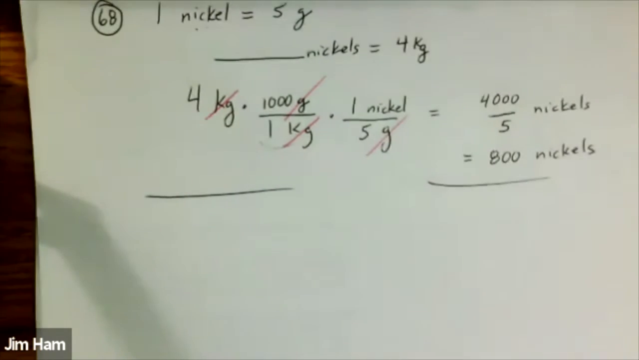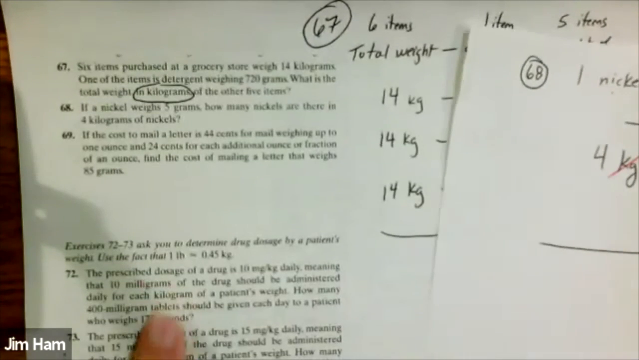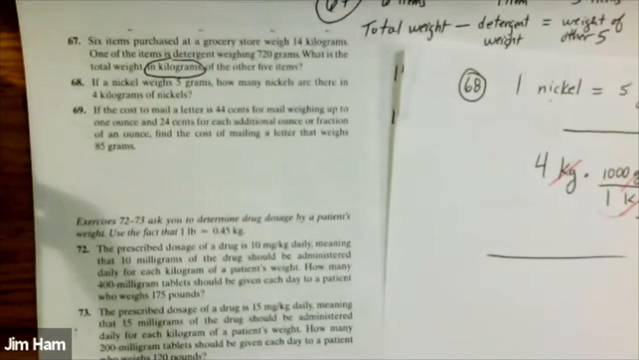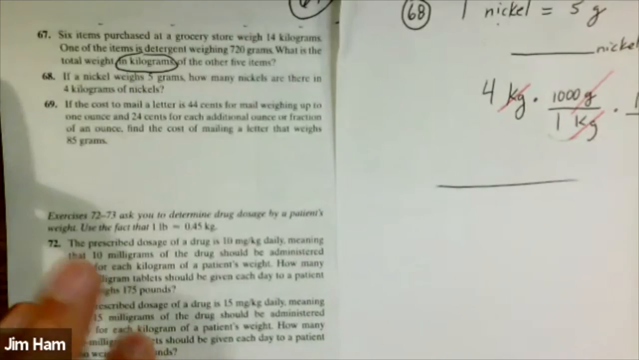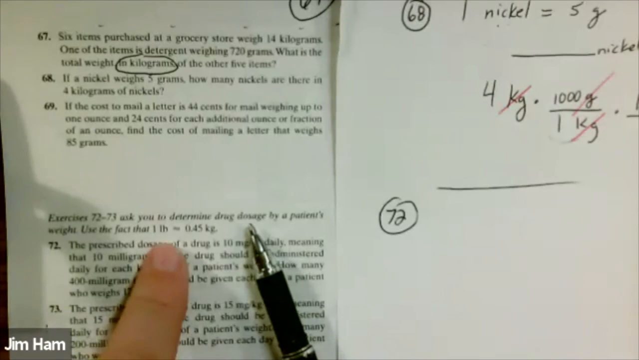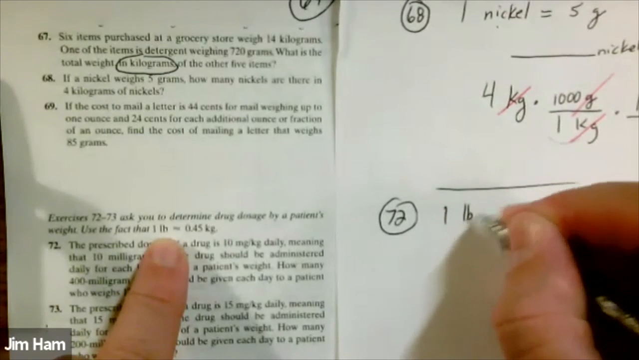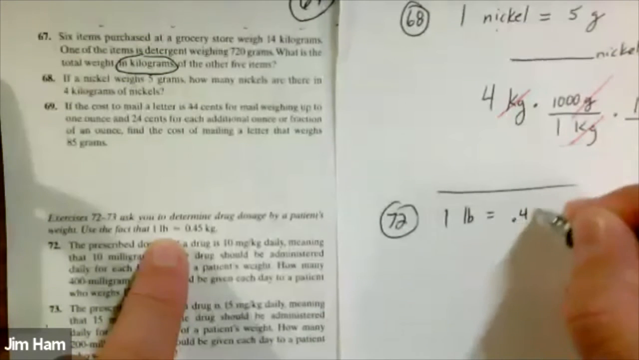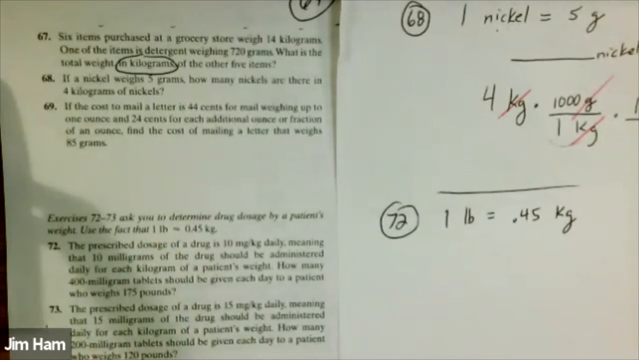Okay, for those of you in the medical field, again, I'll try one of these and then you can maybe do the other one. I'll do maybe number 72, see it here. It asks you to determine the drug dosage, okay? This is serious because you're going to give a drug to somebody, maybe a child, maybe someone in your family. And the only clue that they gave you is that 1 pound is equal to 0.45 kilograms. We've seen that one before.